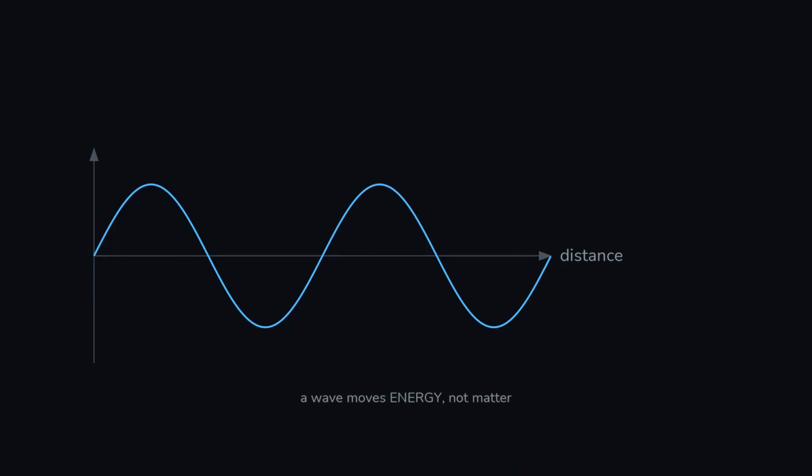A wave is one of nature's cleverest tricks, a way of moving energy from place to place without moving any matter along with it. Drop a stone in a pond and the ripple races outward, but the water itself just bobs up and down. Sound, light, the signal reaching your phone, all of it is waves carrying energy through.